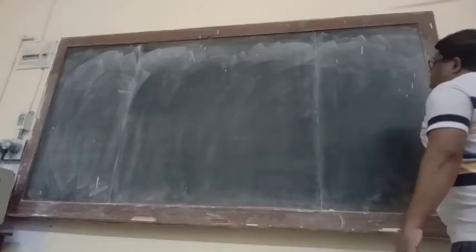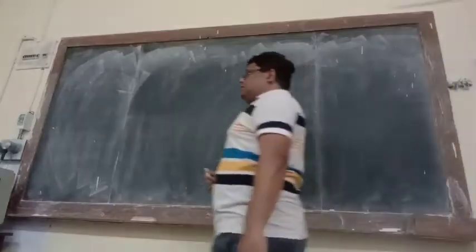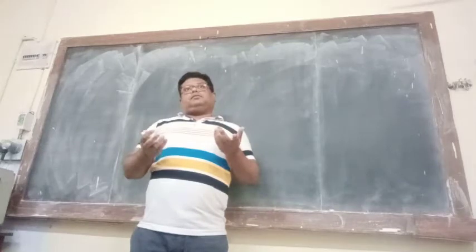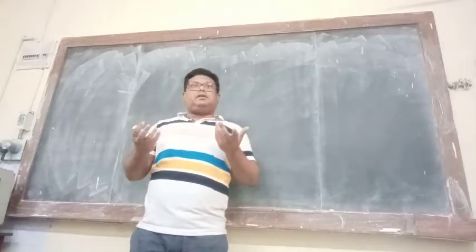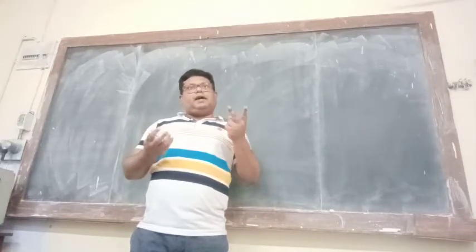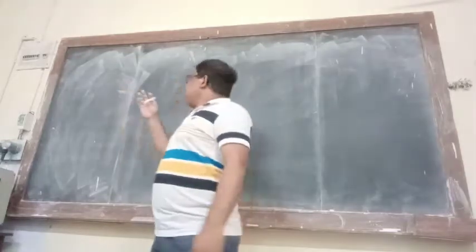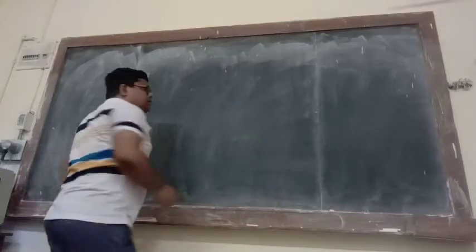Okay, so basically we have talked about efficiency. How many types of efficiencies are there? Absolute and intrinsic, we have talked about it. Now let me talk about gamma.